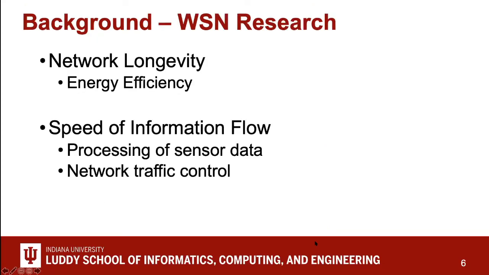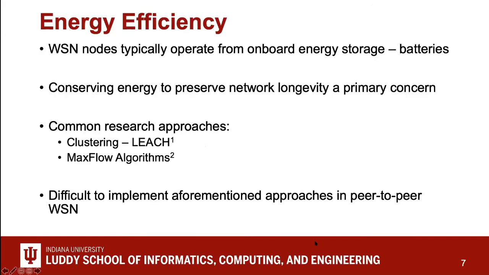So looking at the background of research in WSNs, I see it break down into two major categories: network longevity and speed of information flow, which I've already briefly discussed. In network longevity, energy efficiency is the primary driver of making sure a network stays active. And we'll talk about that in just a minute. Then we'll follow into speed of information flow, which I've broken down into how quickly we can process the sensor data, and then how quickly we can get data across the network through network traffic control.